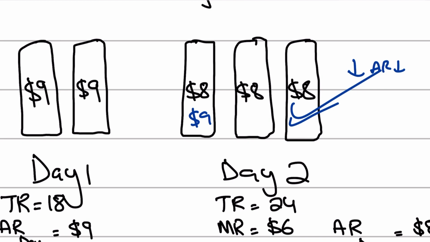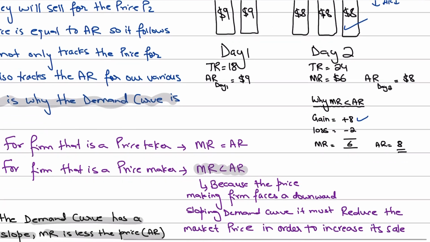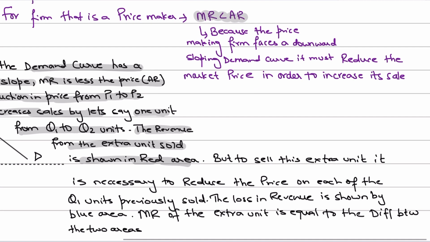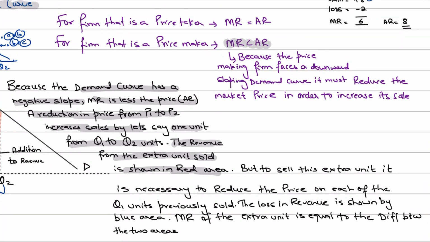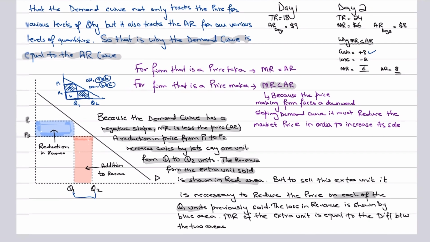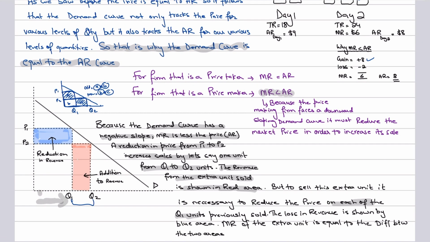And that is what makes the marginal revenue go faster downwards, right? That is exactly what makes your marginal revenue not only less than AR, but each time you reduce the price, the MR falls faster than AR. To sell this extra unit, it is necessary to reduce the price on each of the Q1 units previously sold. That is, on each of these units that were previously sold.